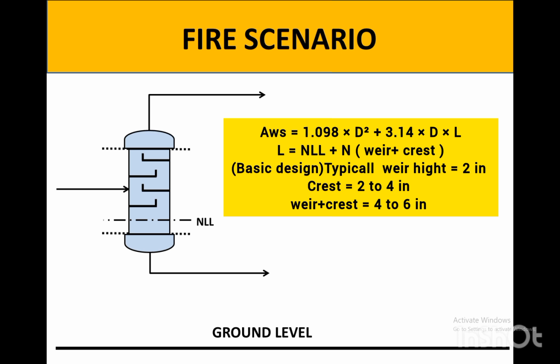So we have all the parameters, number of trays, normal liquid level. As I said, you should refer to your vendor document and find the normal liquid level within your distillation column. And with the general rule I have talked about for the weir and crest, you can find the height of the liquid within the distillation column. And for this equation, wetted surface area, we have all the parameters, so you can find the wetted surface area for your distillation column.